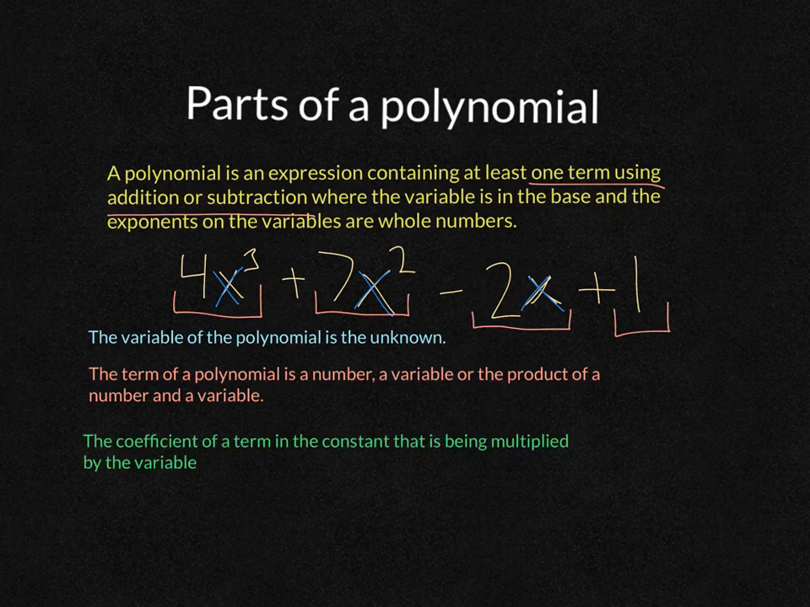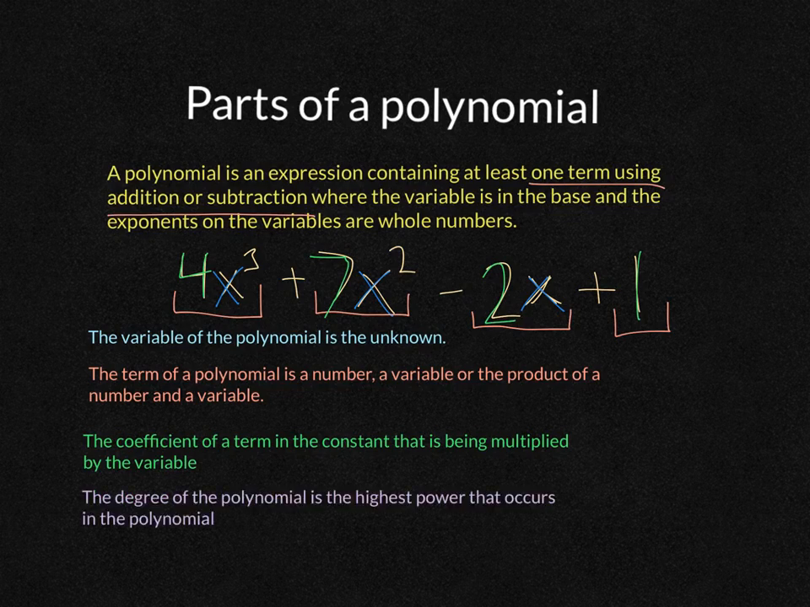The next part of a polynomial involves part of the term, and it's called the coefficient. The coefficient of each term is the constant that's being multiplied by the variable. So on our first term, the coefficient would be 4. On our second term, the coefficient is 7. On our third term, the coefficient would be the 2. And on the last term, there's no variable, so 1 is the coefficient, but we also call 1 the constant because there is no variable on it.